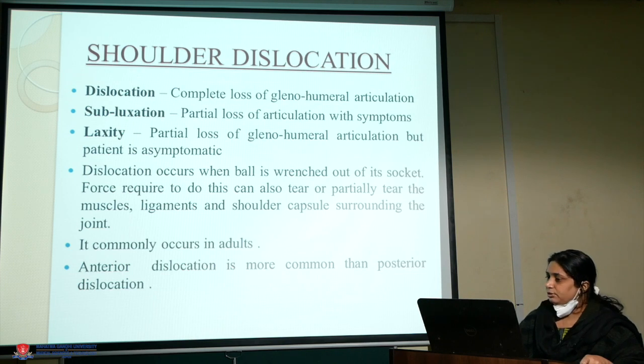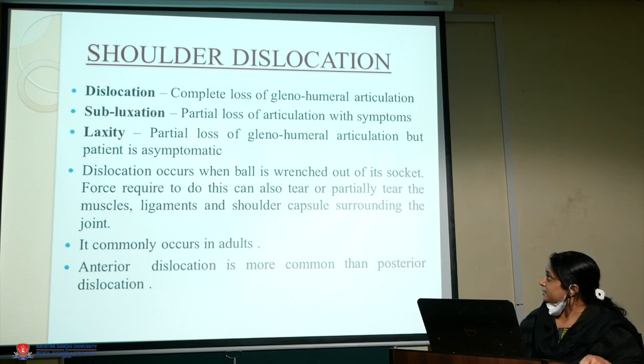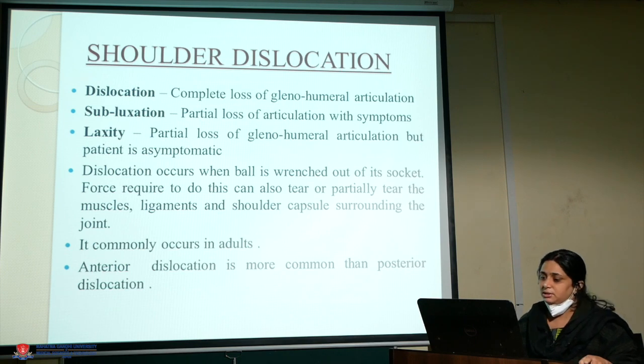Shoulder dislocation. Now what is shoulder dislocation? Dislocation means there is a complete loss of the glenohumeral articulation. Subluxation means there is a partial loss of articulation. Laxity is a partial loss of the glenohumeral articulation but the patient is asymptomatic. Dislocation occurs when the ball is wrenched out of the socket. The force required to do this can also tear or partially tear the muscles, ligaments and shoulder capsules surrounding the joint. It commonly occurs in adults. Anterior dislocation is more common.